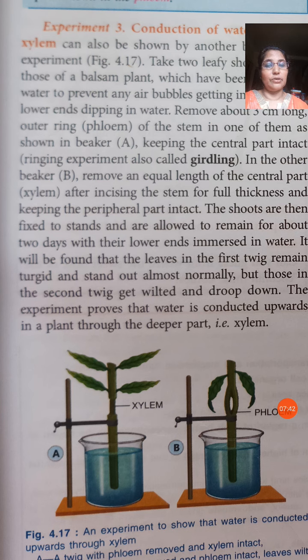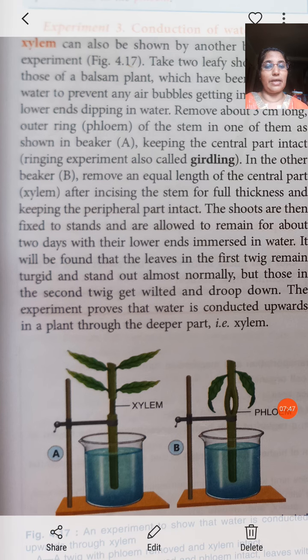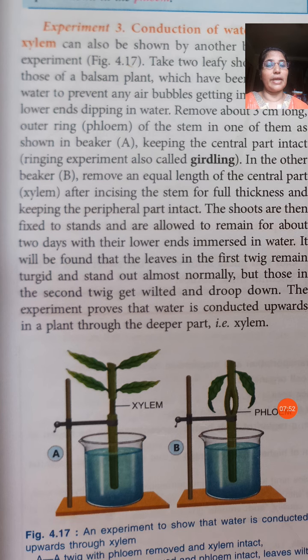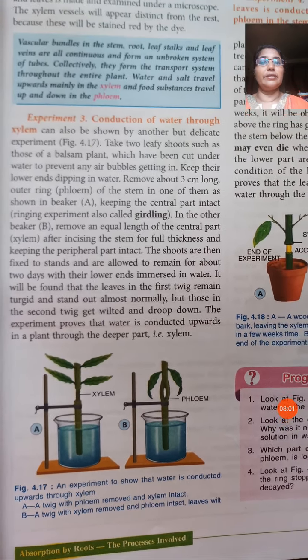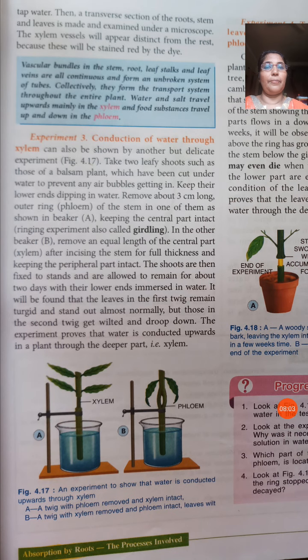But in B, you can see the xylem part is removed and phloem is present there. So the upward conduction of water and minerals is not taking place in B, so the leaves are drooping and seem to be wilted. So the experiment proved that the conduction of water and minerals takes place through the xylem vessel. If the xylem is removed in plant setup B, the leaves become wilted.